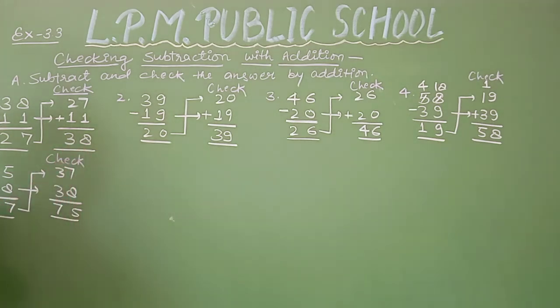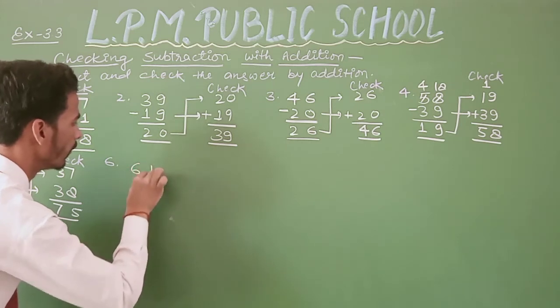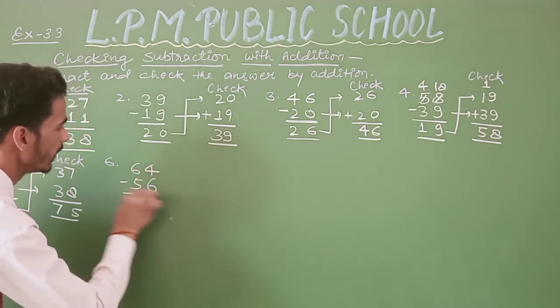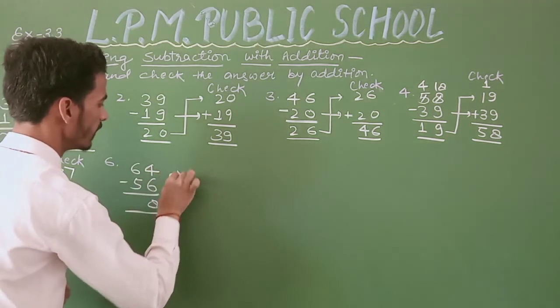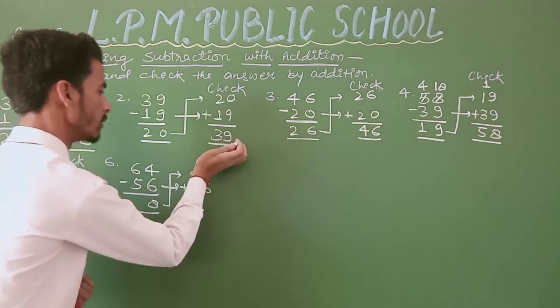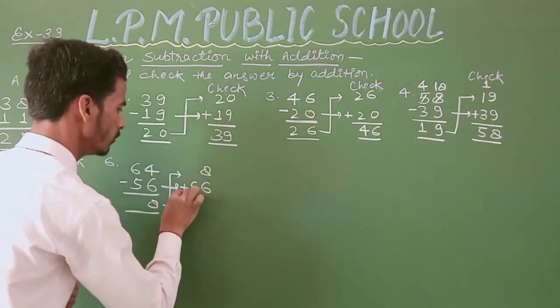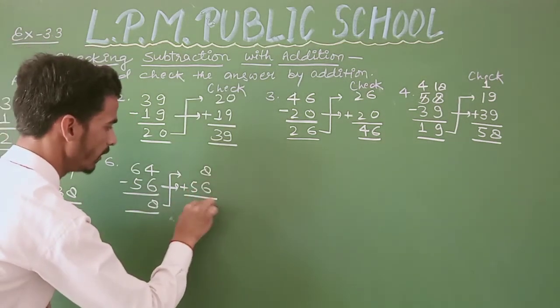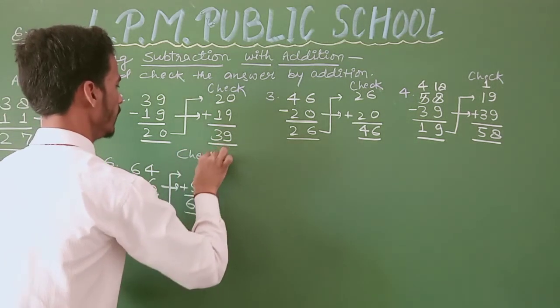Okay, and the next question is question number 6, and question number 6 is 64 minus 56. 14 minus 6, that is 8, and 5 minus 5 is 0, and 8 is the difference. When we add the difference and the smaller number, that is 56, it should become equal to the bigger number. 8 plus 6 is 14, 1 carry, 5 plus 1 plus 0 is 6, that is 64. Okay, and 64 is the bigger number.